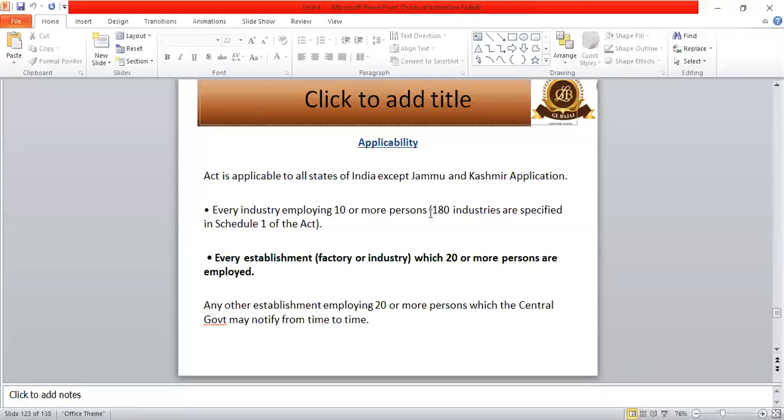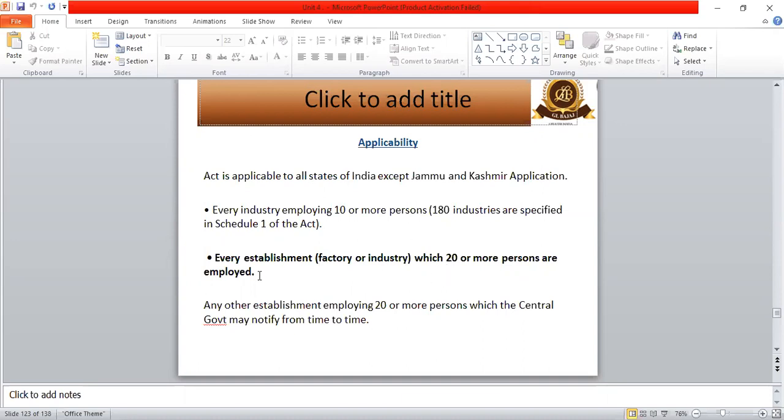Second, apart from those 180 industries whose names are mentioned, every establishment, like a factory or any other industry, in which 20 or more persons are employed, has to register itself for the EPF account. So you see the difference between both the points. Here, all those 180 industries have to take the EPF account and register their organization for EPF if they have 10 or more persons. And apart from those 180 industries, if you have some factory or industry and you have 20 or more persons employed, then it's obligatory on you.